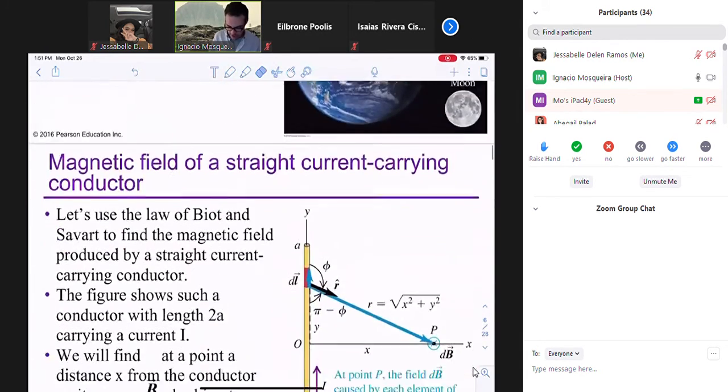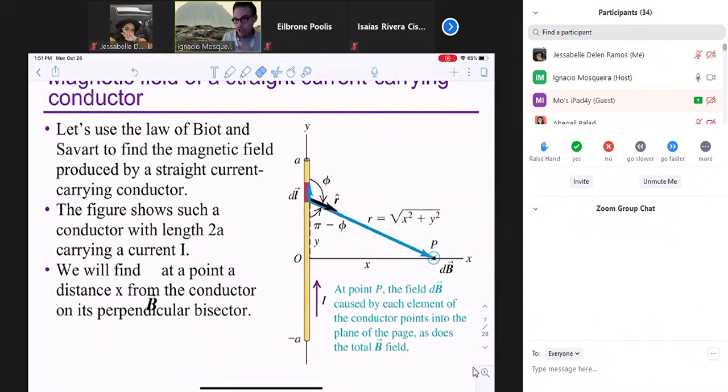So based on the piece I have, look at the drawing: r hat points between the piece of the wire I'm considering and the point in space I'm interested in. I want to calculate the B field at that location. Then as I integrate, I pick another piece there, and so on. As I'm integrating up the wire, r hat keeps changing.